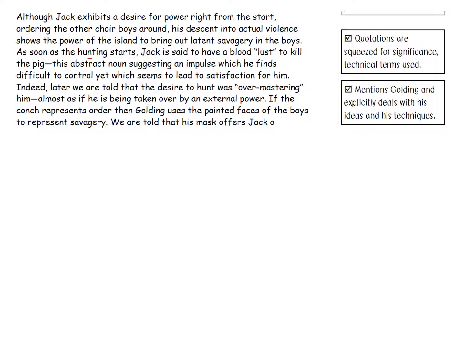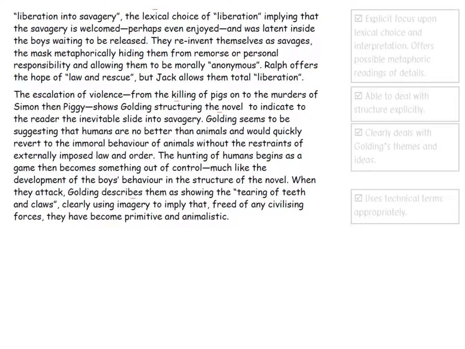Indeed, later we are told that the desire to hunt was overmastering him, almost as if he has been taken over by an external power. If the conch represents order, then Golding uses the painted faces of the boys to represent savagery. We are told this mask offers a liberation into savagery, the lexical choice of liberation implying that the savagery is welcomed, perhaps even enjoyed, and was latent inside the boys, waiting to be released.